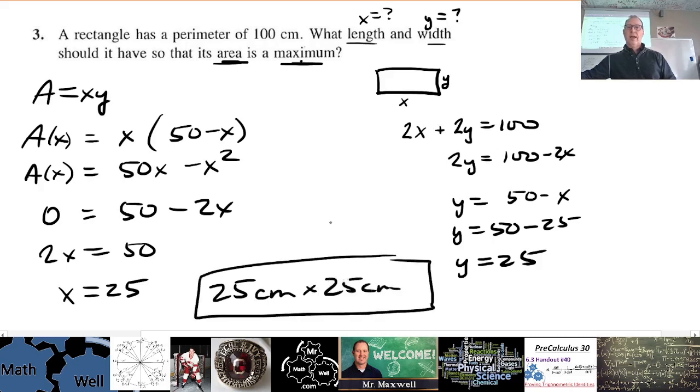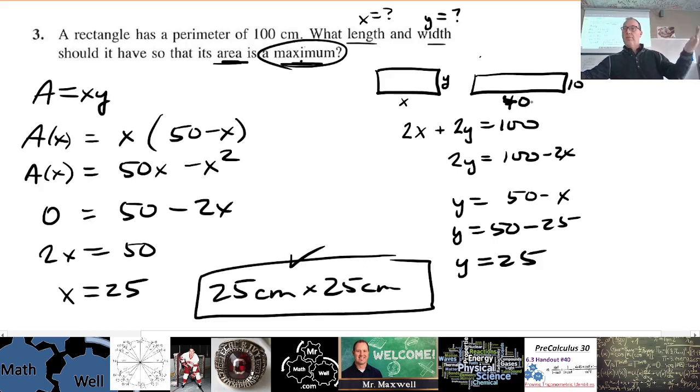And just to check that, is that really a maximum area? Well, if you took a really skinny rectangle, like 40 and 10, with the same perimeter, then 40 times 10 is 400 as an area. 25 times 25 is 625. So this is definitely larger than one other example I can think of that would fit. And so it's reasonable that this is a maximum.